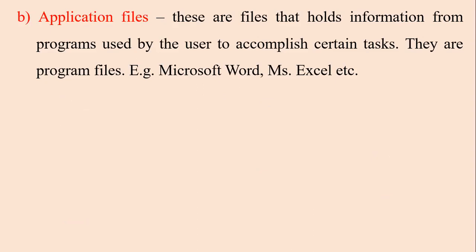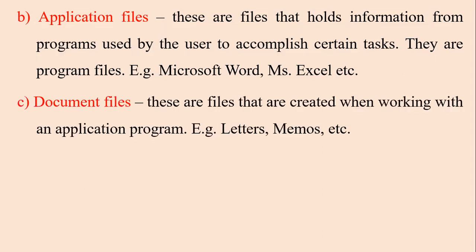Number two is application files. These are files that host information from programs that are used by the user to accomplish certain tasks. They are therefore program files. Examples of such programs include Microsoft Word, Microsoft Excel, amongst others. So any files created using a program like Microsoft Word, Microsoft Excel, Microsoft PowerPoint, and others, all those are called application files. Number three is what we call the document files. These are files that are created when working with an application program.